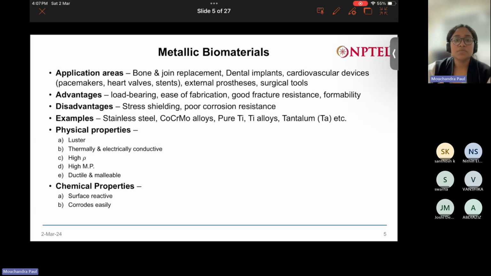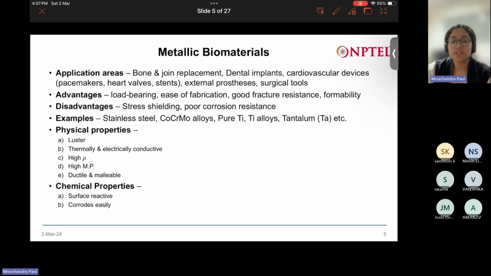So, what are metallic biomaterials? Those are metals, basically, and they are biocompatible. That is why they are used for biological applications. When they come in contact with a biological system, they show non-toxicity or good properties. They do not harm the host. That is why they are used as biomaterials for biomedical applications.